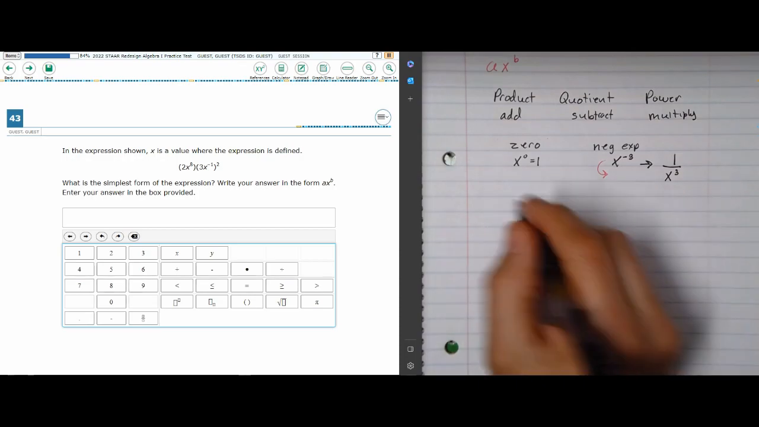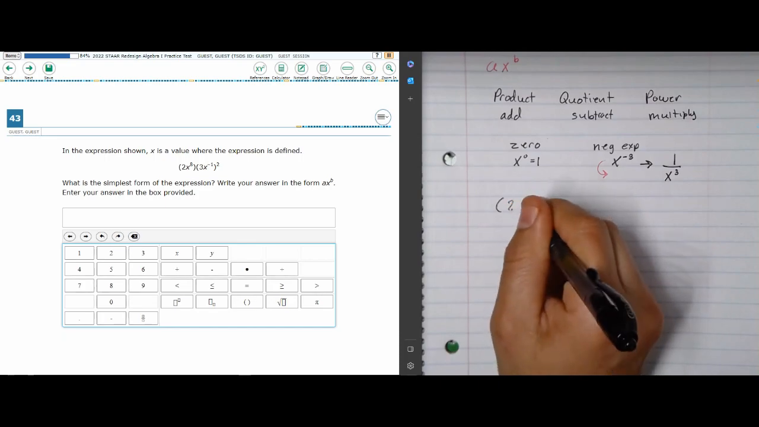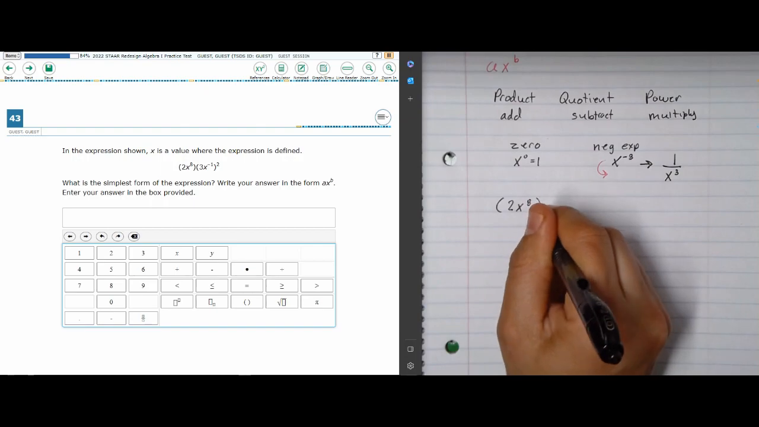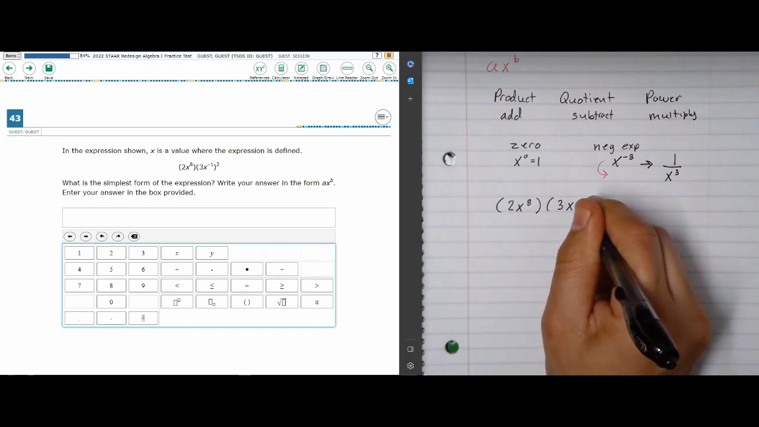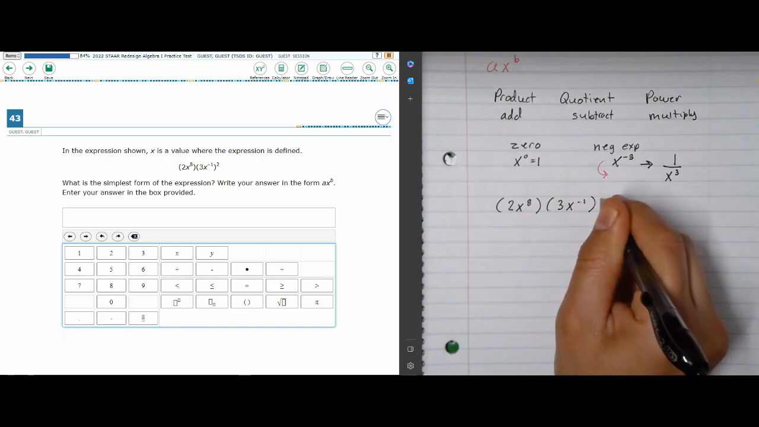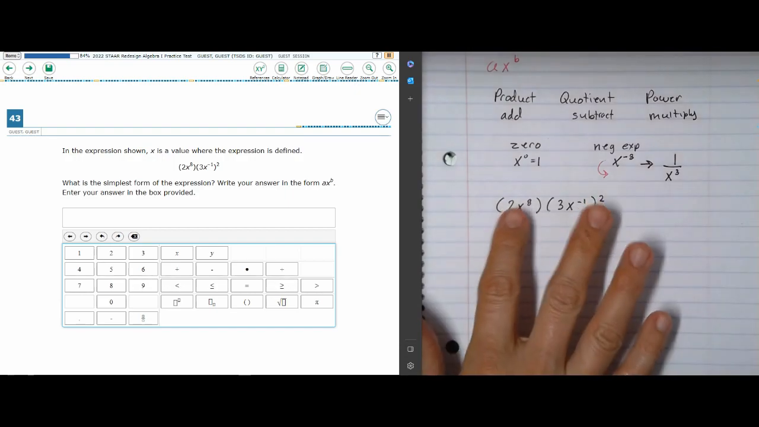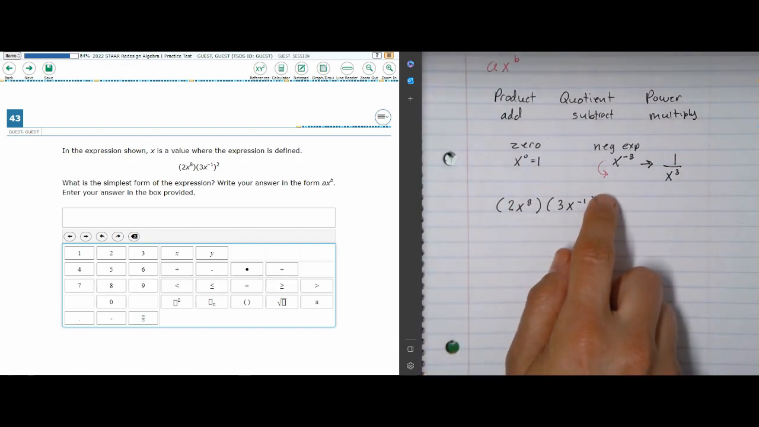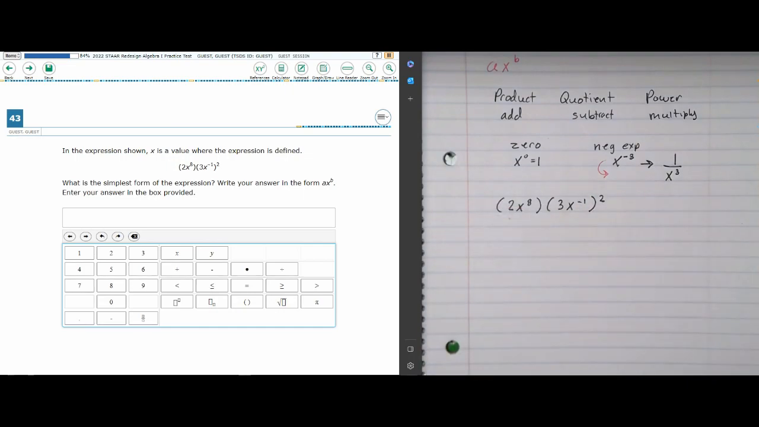Now I'm going to write this out. We have 2x to the power of 8, close parenthesis, another parenthesis, and then we have 3x to the power of negative 1, close parenthesis, to the power of 2. Now there are a couple things going on here, and I know in the past if we didn't have this power of 2, we could just put dots in between these terms and we would start combining powers and go from there, and it'd be really straightforward.